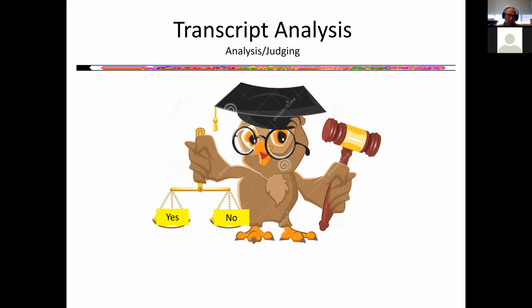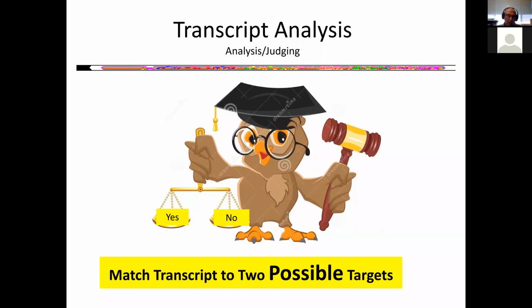So if you wanted an independent judge, you just take your transcript, attach it to an email and send it to them. Or easier if it's a spouse or a nearby friend. But one way or another, we now have to take our transcript and match it to two possible targets.